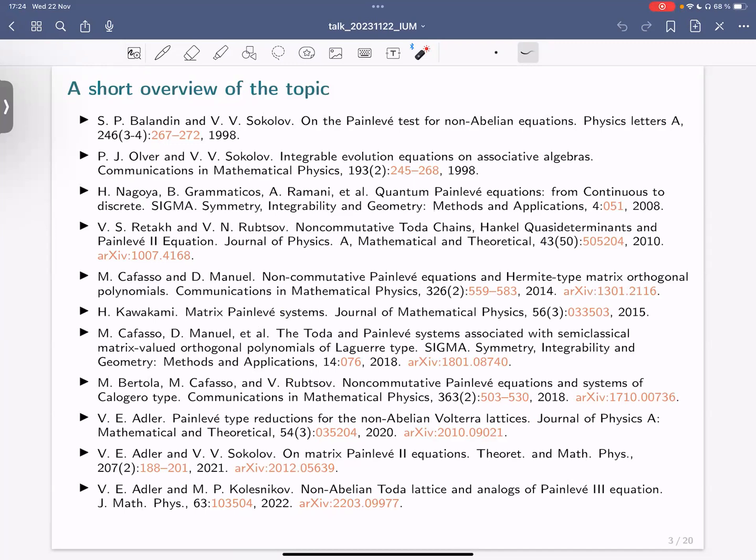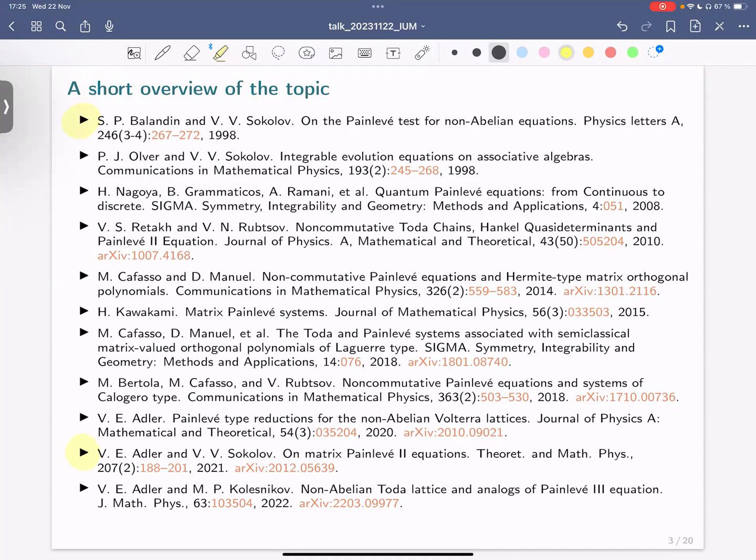Well, before we go to the non-Abelian case, let me make a short overview of this topic. As I know, the first examples of non-Abelian Painlevé equations were obtained in the paper by Balandin and Sokolov, who obtained matrix analogs for the Painlevé 1 and Painlevé 2 equations. By a similar technique, this classification was done for the second Painlevé equation in the recent paper of Adler and Sokolov. So there are some examples of non-Abelian equations in the sense of matrix.